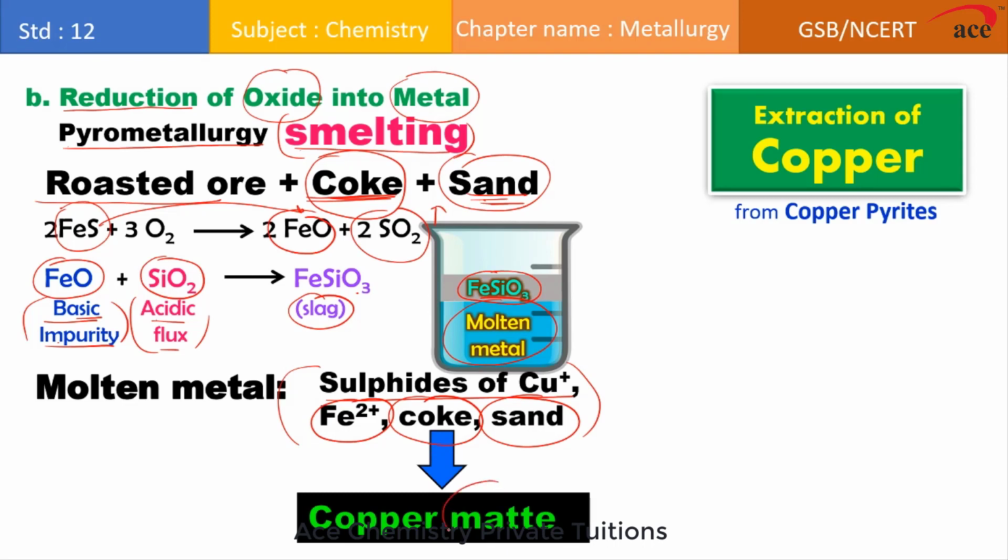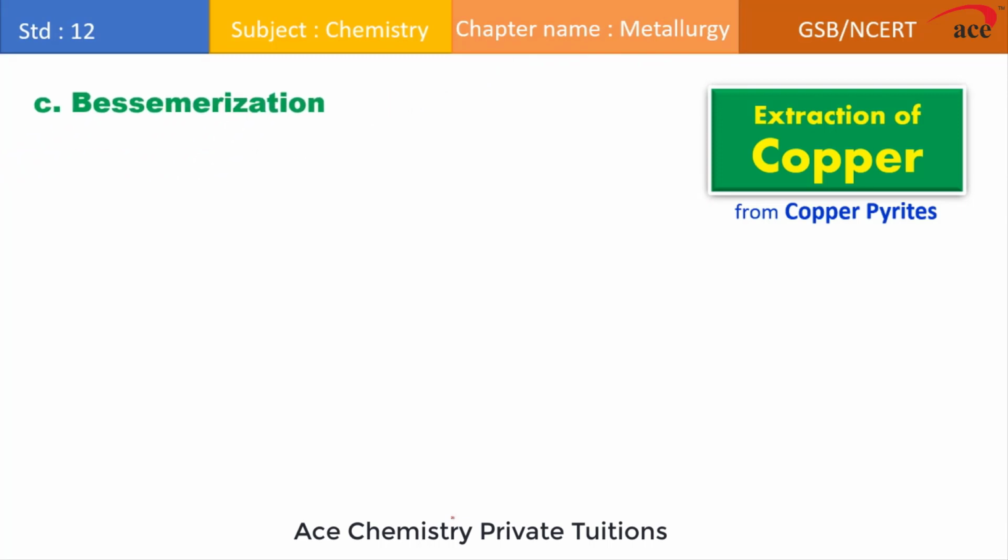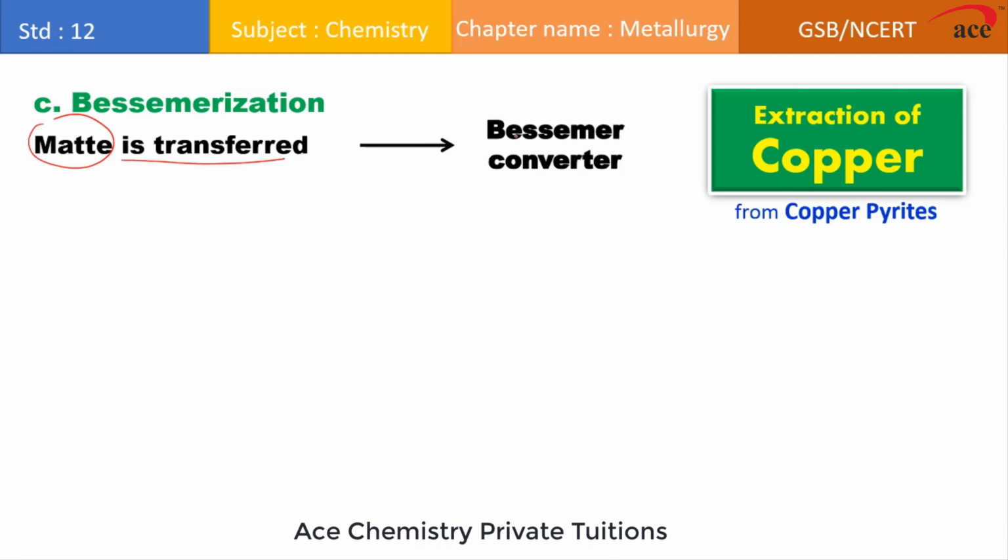So it is very important to learn, student: copper matte, the constituents are what? Sulfides of copper 1 plus, Fe2 plus, coke and sand. Copper matte is the impure form of copper metal. To get the pure form of copper metal, we do the next process, which is referred to as what? Bessemerization. In Bessemerization, student, the matte obtained from the previous step is transferred into a Bessemer converter.